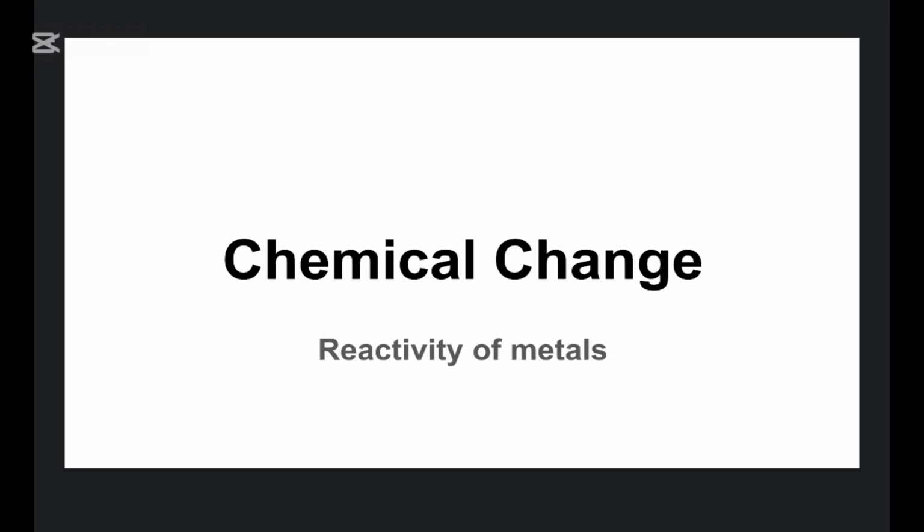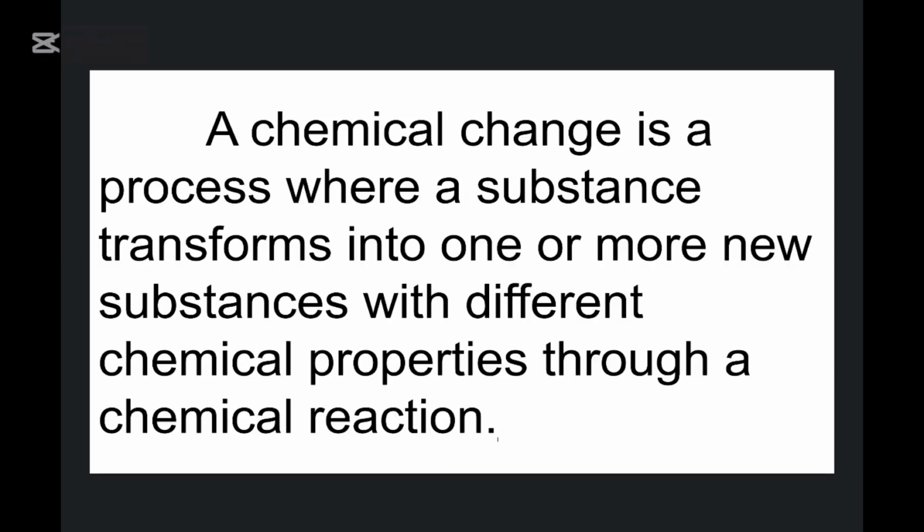We are still on paper 1, but the topic we are going to be looking at today, course of study, is going to be chemical change and reactivities of metals. Now, what is chemical change? A chemical change is a process where a substance transforms into one or more new substances with different chemical properties through a chemical reaction. That's what chemical change is all about.